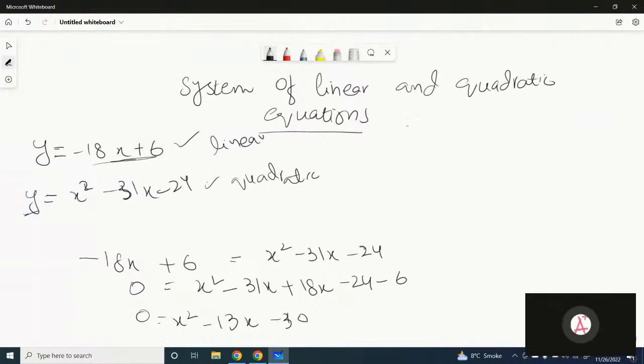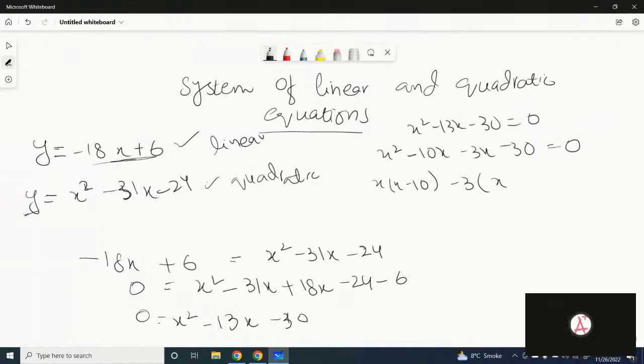Okay, so the equation is x square minus 13x minus 30. So I can solve this equation using the factorization method. So 10 times 3 is 30. So it would be x square minus 10x minus 3x minus 30 equals 0. Here you have x common, x minus 10. Here you have negative 3 common and x.